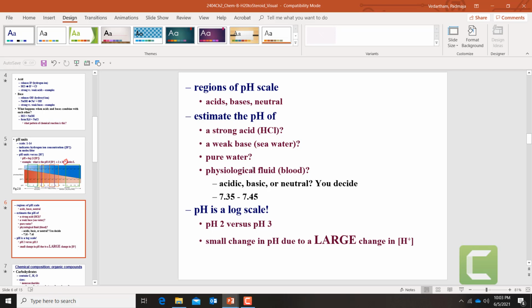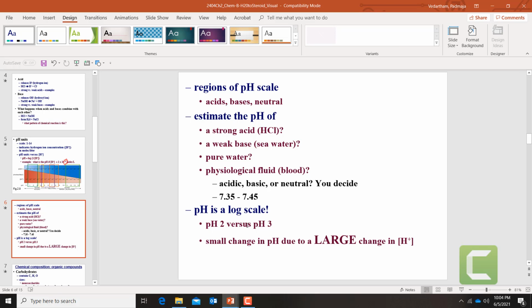And when we talk about physiological fluid, we're talking about blood. The blood has to be between 7.35 and 7.45. So this is called a physiological neutral. Okay, so this is a chemical neutral, the pure water. Whereas for physiological balance, blood always has to be maintained. The pH of blood has to be maintained between 7.35 and 7.45.